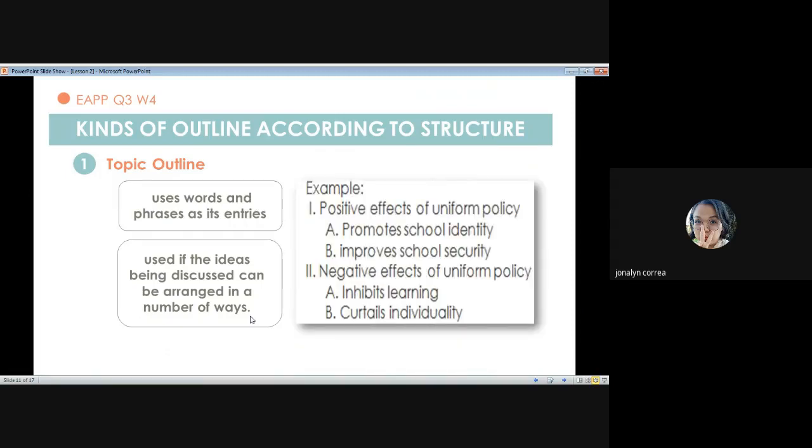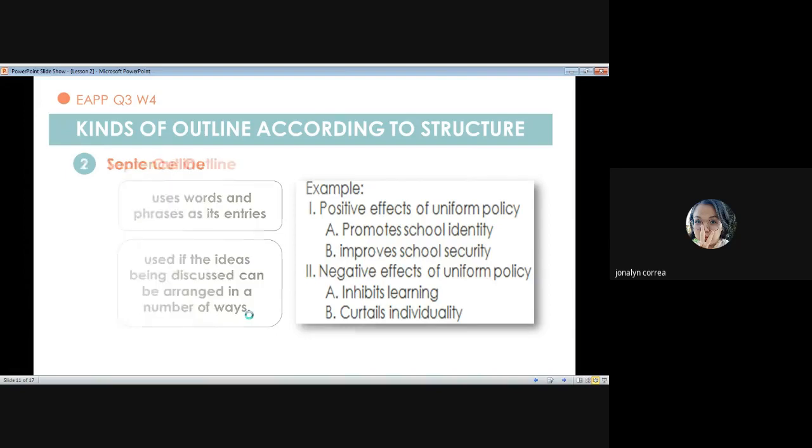So here's an example of a topic outline. As you can see, we have here the parallelism, where the example uses the present tense of verbs like promotes, improves, inhibits, curtails. Then the effects are somewhat parallel, positive effects and negative effects. So these are the categories that we have for the subordination.